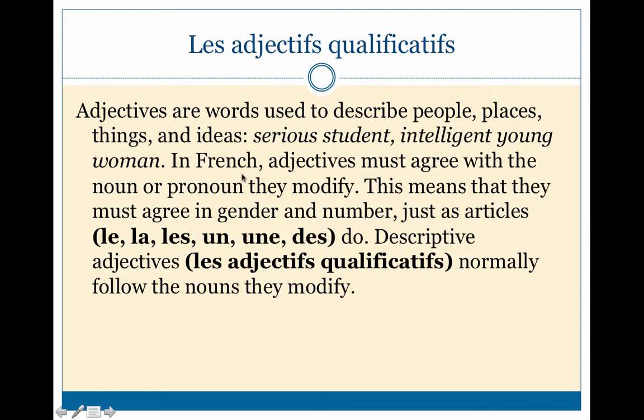And think back, way back to your middle school or elementary school grammar lessons. And we're going to remember that adjectives are words that we use to describe people, places, or things or ideas. So we use adjectives to describe nouns. Some examples here of adjective noun pairings in English: serious student, intelligent young woman.